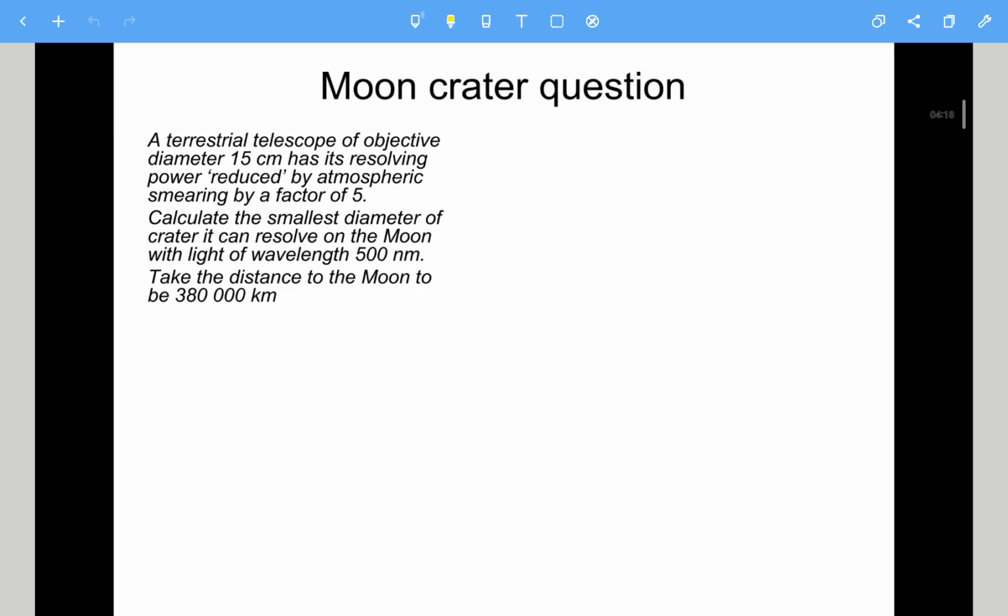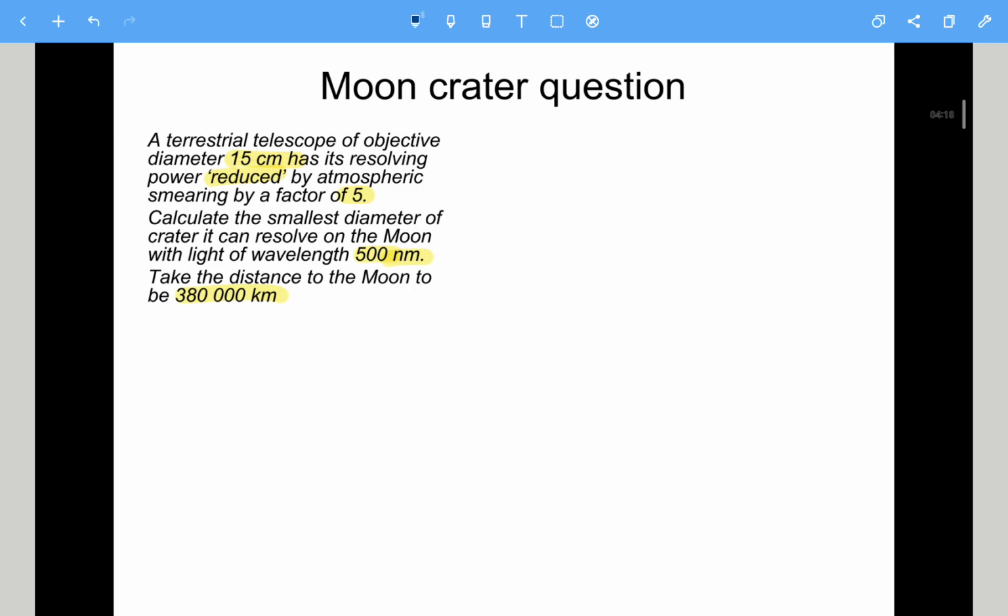A terrestrial telescope has an objective diameter of 15 centimeters, and has its resolving power reduced by atmospheric smearing, as I mentioned earlier, by a factor of 5. Calculate the smallest diameter of crater it can resolve on the moon with light of wavelength 500 nanometers. The distance to the moon is 3.8 times 10 to the 8 meters.